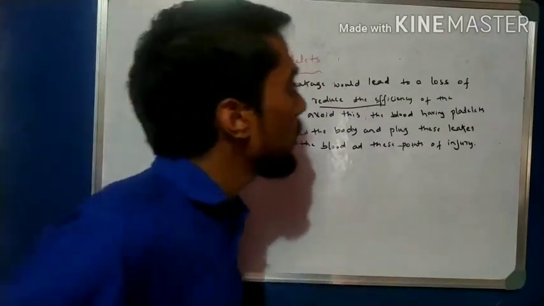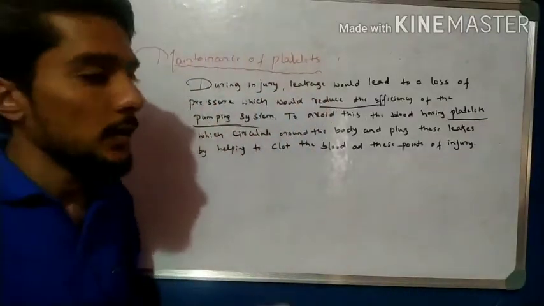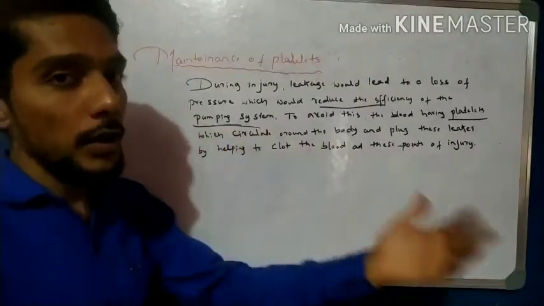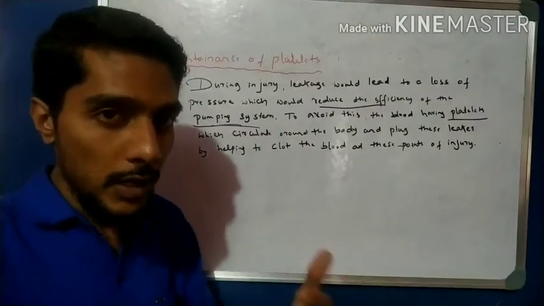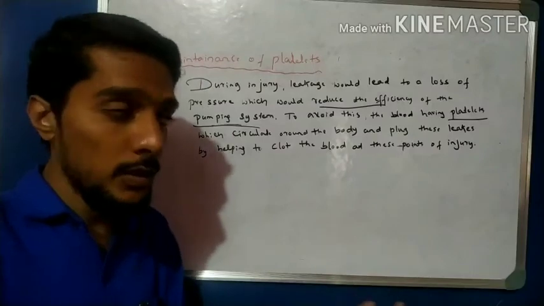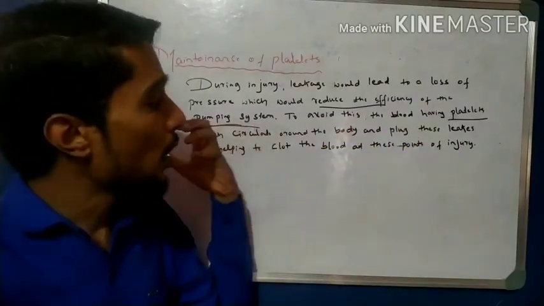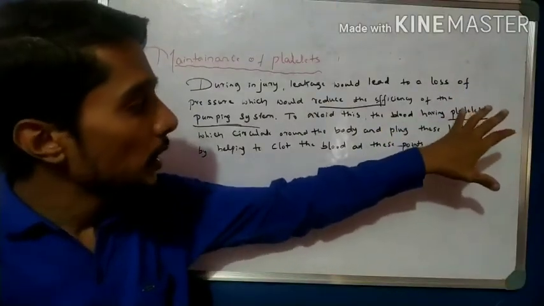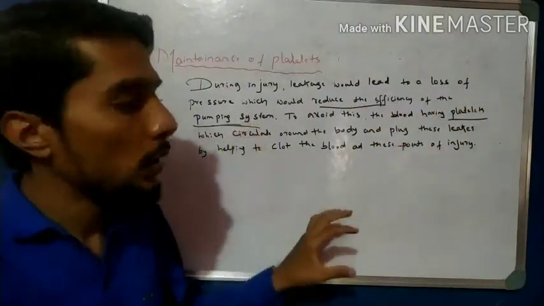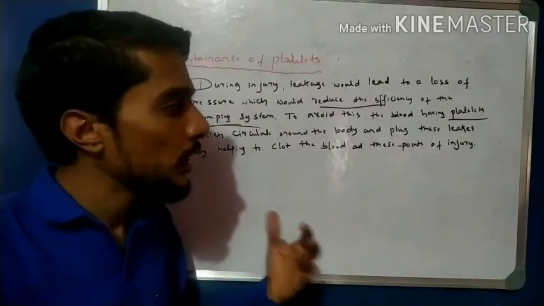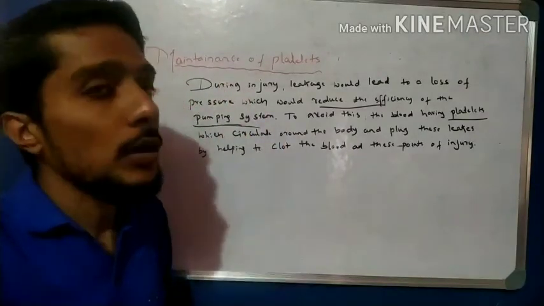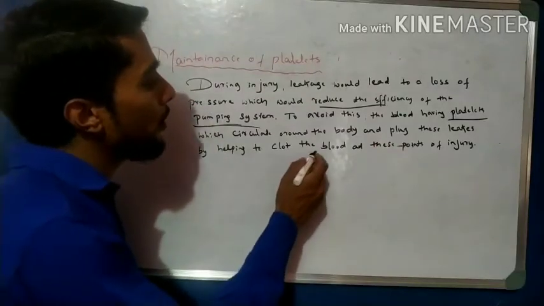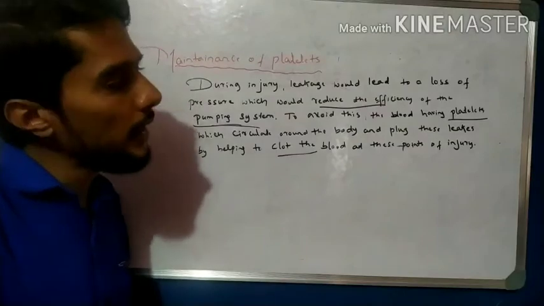So that is nothing but what? Platelets, right? That is the platelets. To avoid this, blood containing platelets is circulated around the body; platelets are a component of the blood, like RBC and WBC. They circulate around the body, plug those leakages and help the blood to clot at those points of injury. So that is the importance of the maintenance of platelets. Please write this down. We have to remember that for the clotting of blood, the important thing is platelets.